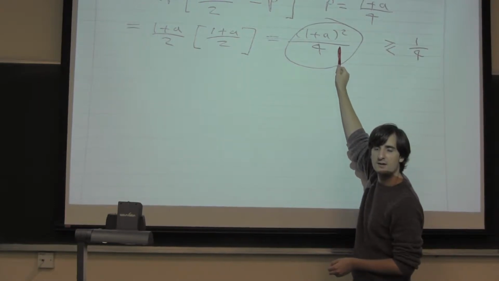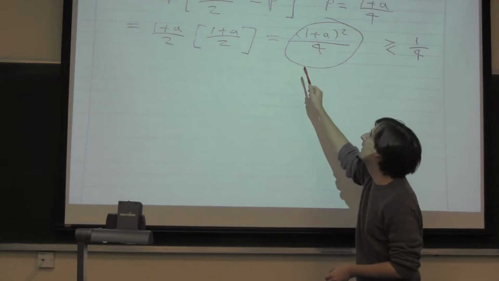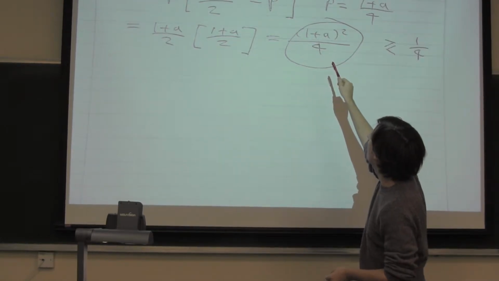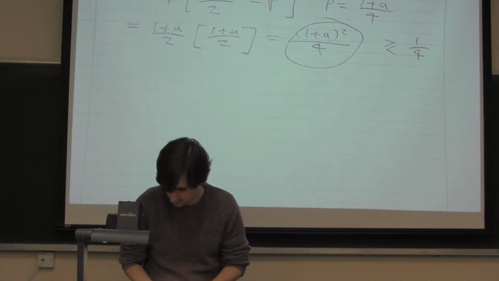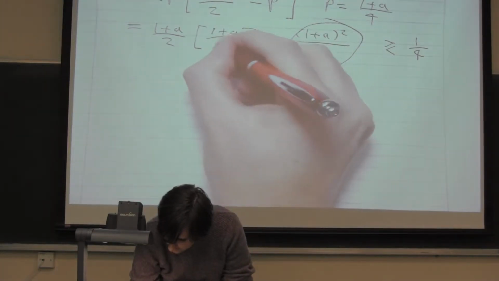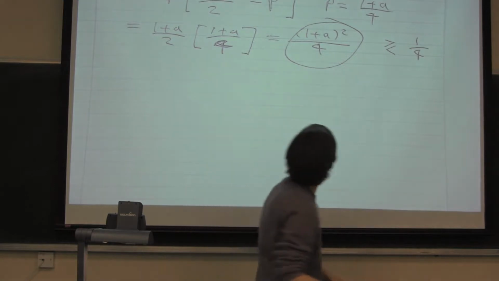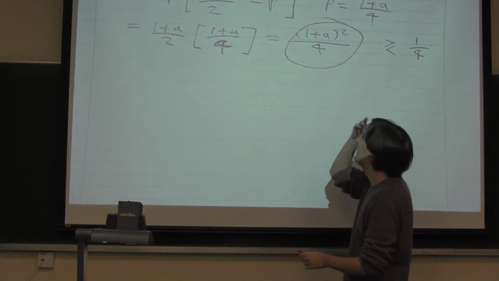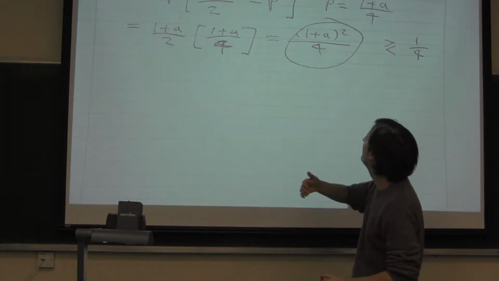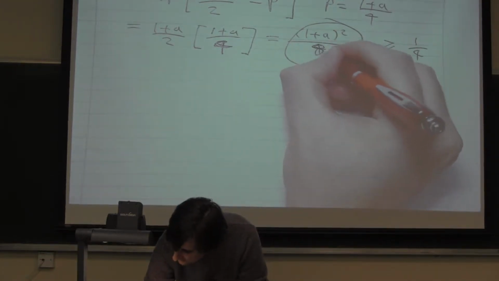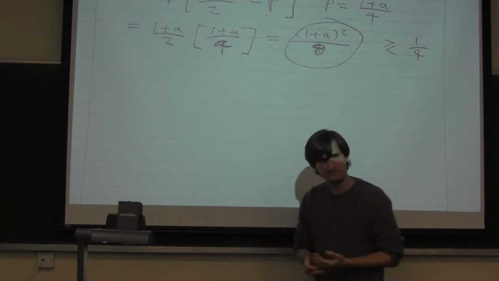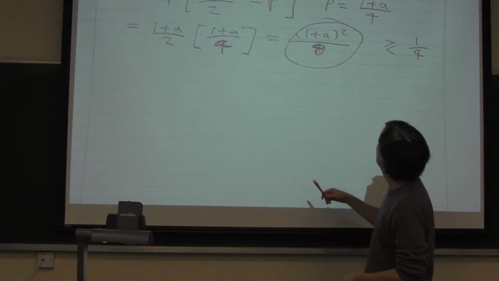Have I made a mistake? Isn't 1 plus a over 2 minus 1 plus a over 4 just 1 plus a over 4? Yes. Okay, so this is 1 plus a over 8, yeah. Thank you. Okay, so we want to know.